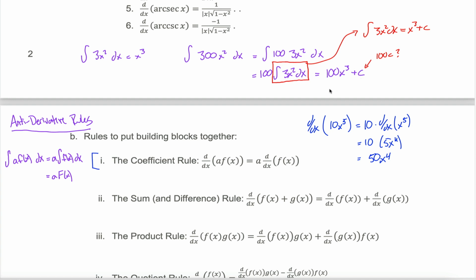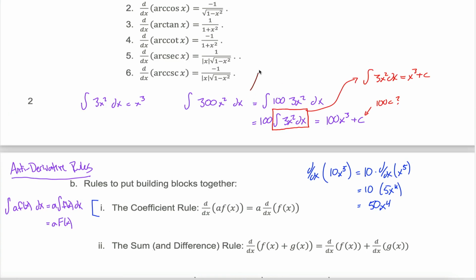The second comment that I want to make is, the coefficient right here was 300. And what I did in this problem is, I broke that 300 up into 100 times 3, and then only used the coefficient rule on the 100. Why didn't I bring the 300 out in front of this antiderivative symbol? Couldn't I have taken this problem right here and said the 300 is just a coefficient, so let's pull that out in front of the integral symbol and figure out the antiderivative of x squared dx?